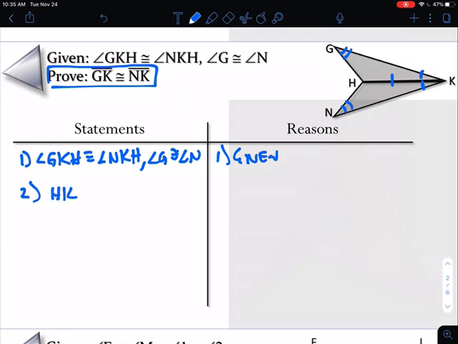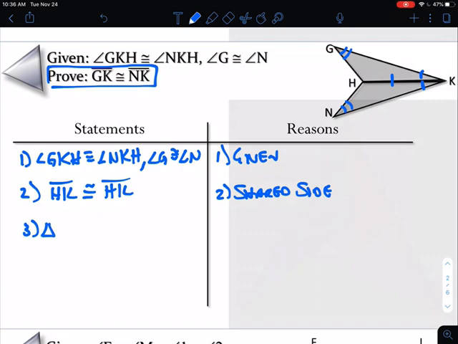So I can then say line HK is congruent to itself because it's a shared side. And so now I have two angles and one side. That's enough to say that the triangles are congruent, which is what I need to be able to say that the parts are congruent. So in my next statement, I'm going to say the triangles are congruent.